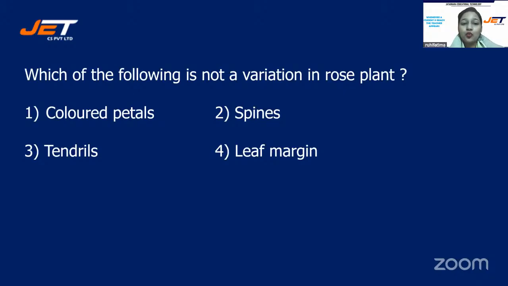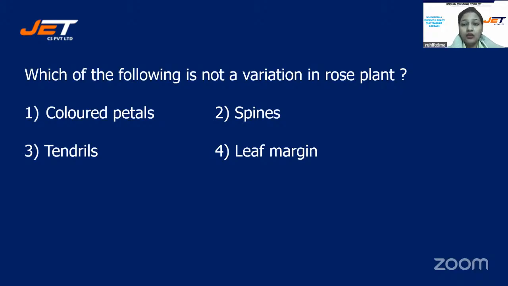First question is, which of the following is not a variation in rose plant? Your options are number one, colored petals. Number two, spines. Number three, tendrils. Or number four, leaf margin. Hurry up, students. You will get only 20 seconds to answer each question. Colored petals, spines, tendrils, or leaf margins.